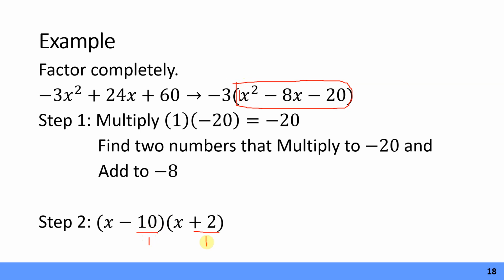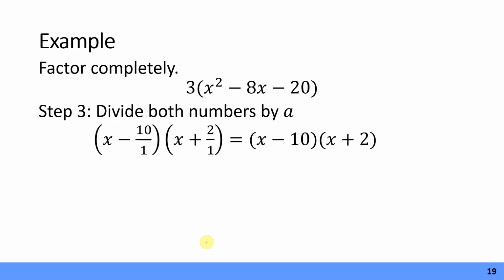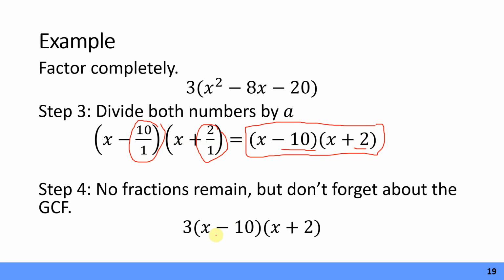But does that do anything? No, right? So once I divide both numbers by 1, the negative 10 over 1 stays negative 10. The 2 over 1 stays 2. Now, is this my final answer? Hopefully you said no, right? My final answer is that and then the 3 I had factored out earlier.